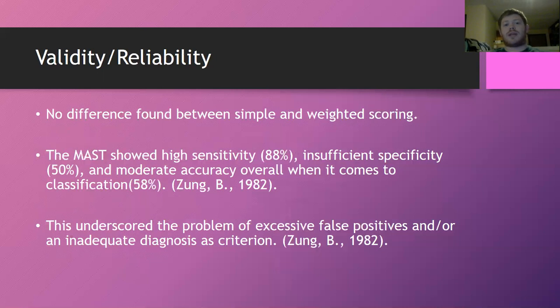The MAST shows high sensitivity at 88%, but it had insufficient specificity at 50%, and just a moderate accuracy overall when it comes to classification, 58%. And that underscores the problem of the excessive false positives that it gives. As I said, it can overdiagnose depending on where the person's at in their alcohol use. So there are issues there.